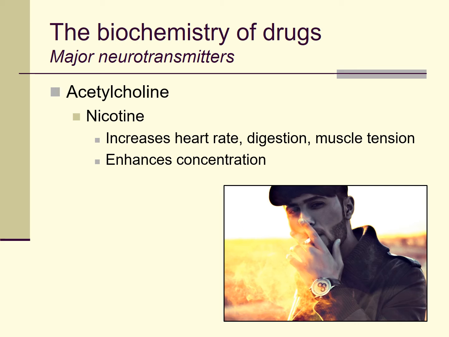That's in part because of nicotine interacting with acetylcholine systems in the central nervous system. It's also true that nicotine can interact with acetylcholine systems in the peripheral nervous system, which is why when people smoke a cigarette, we see increases in heart rate, some changes in their digestive activity, and some changes in their muscle tension.